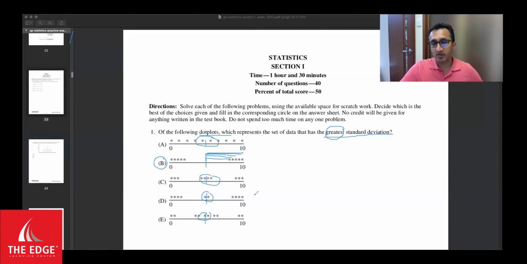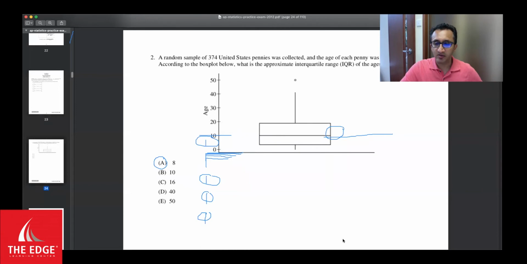So in hindsight, how can you solve this problem quickly? If you're given a dot plot, you can simply check that you want to have all your data values as far away from the mean as possible. So basically there should be values just at the two ends as much as possible. So our answer choice is B. Let's go to the next question. Let me clear the drawings here.